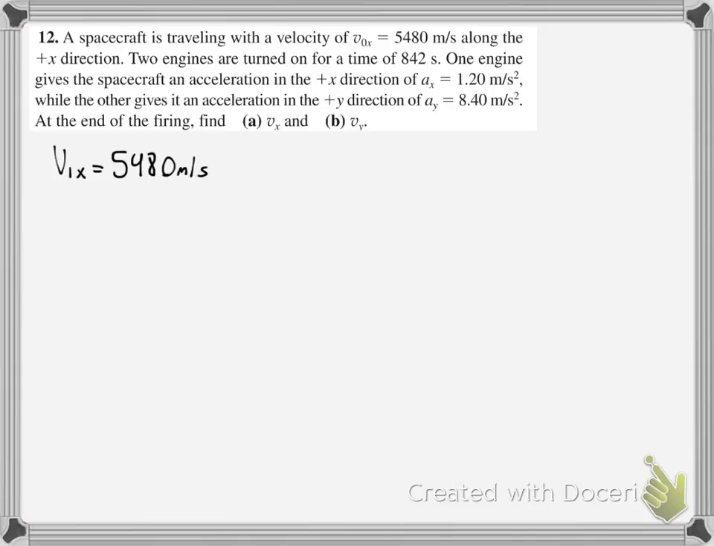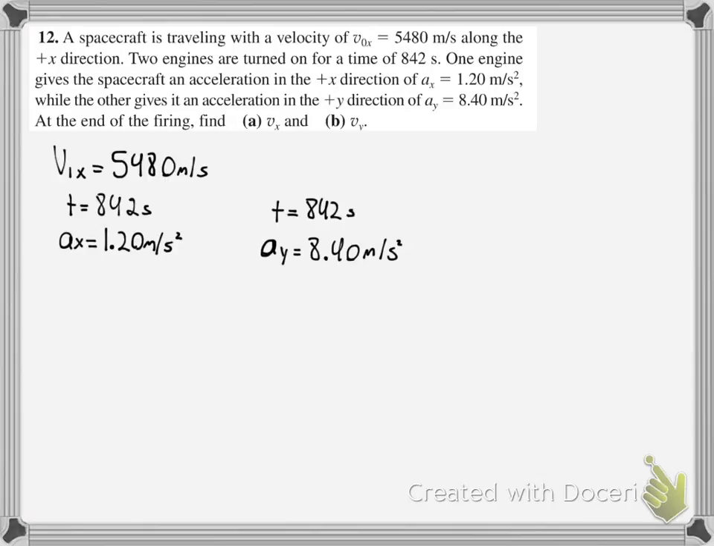So we start off by writing our variables. V initial in the x is 5,480 meters per second. Our time is 842 seconds. Our acceleration in the x is 1.2 meters per second squared. Same thing for our acceleration in the y, it's 8.40 meters per second squared. Our time is 842 seconds.